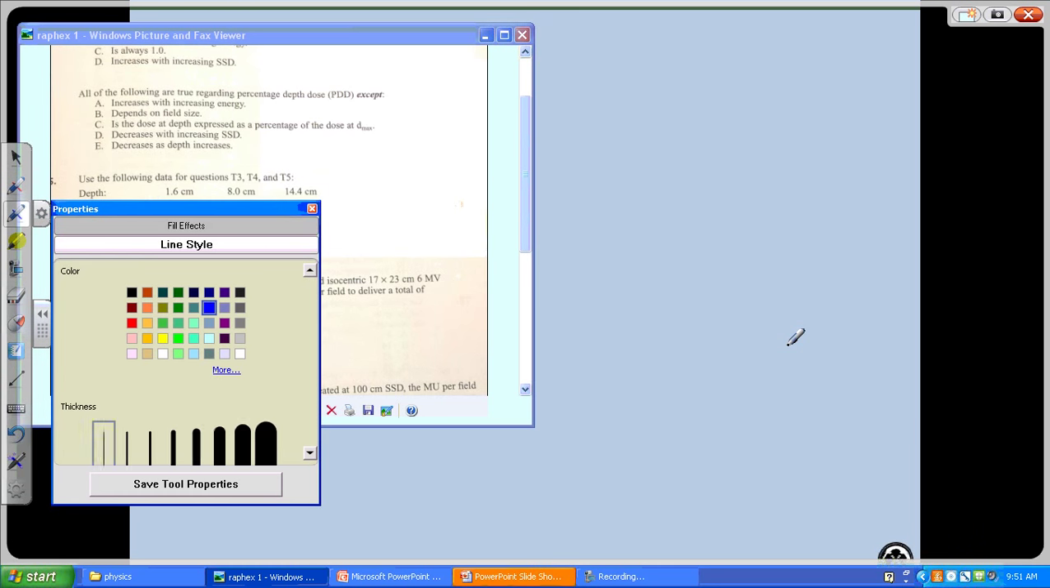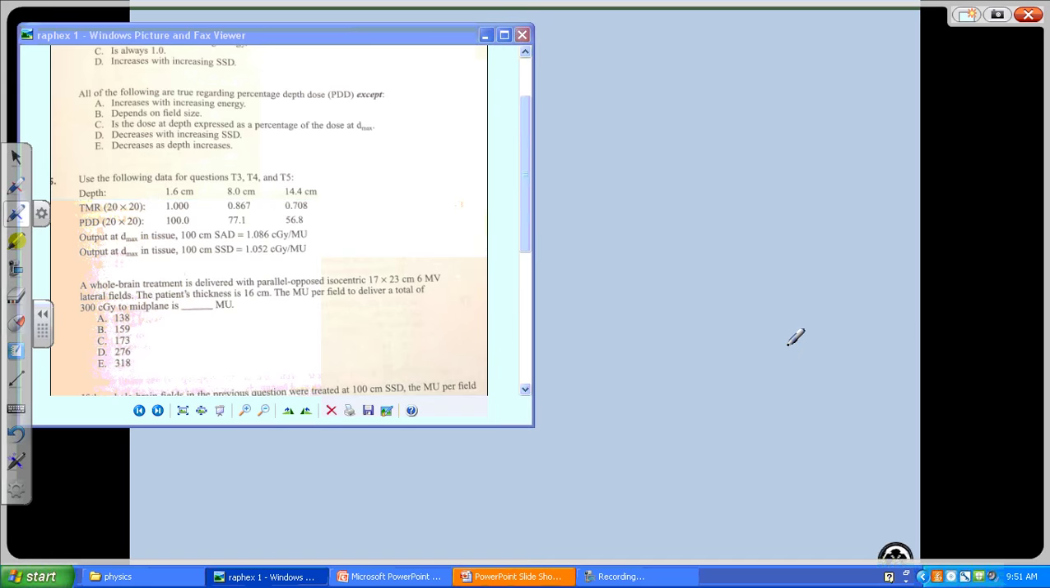Where we're going to start, I'm trying to sort through all that's given to us. So two fields, I'll just draw two fields. One field here, one field here. Field size is the same, 17 by 23. Okay, 6 MV. We want to get 300 to the midpoint from both of those fields. So each one gives a portion of that.